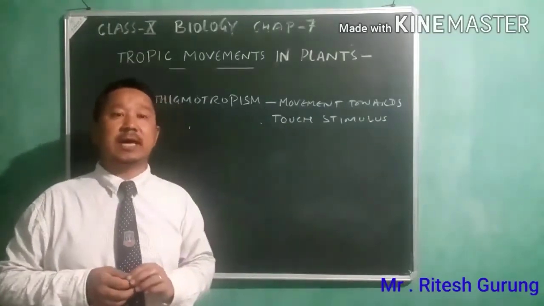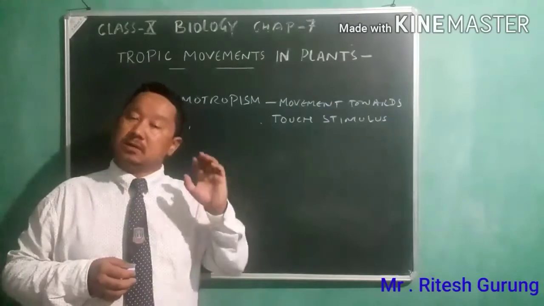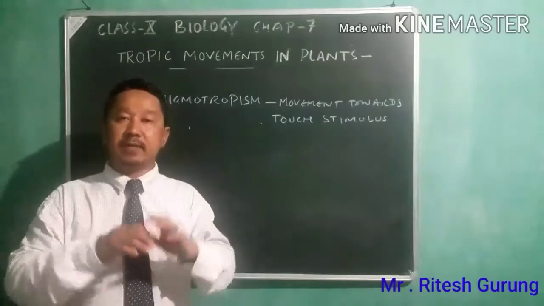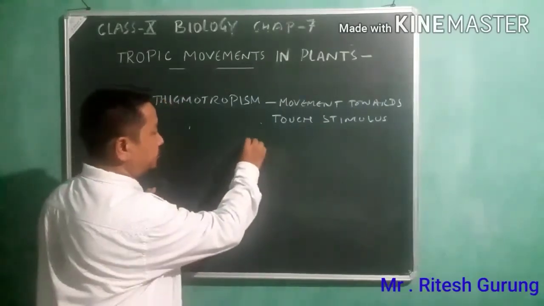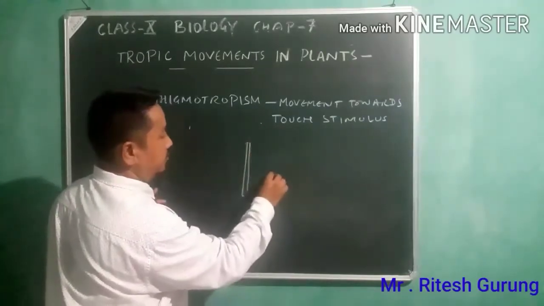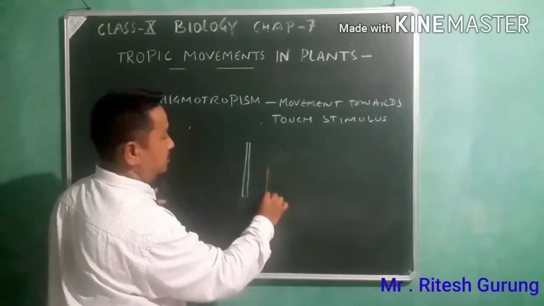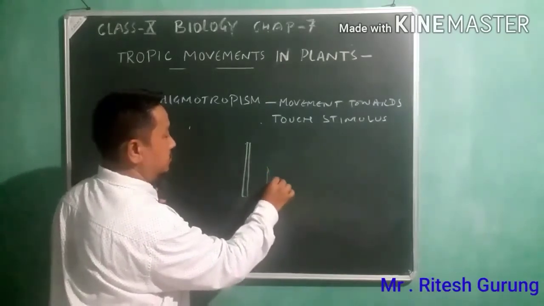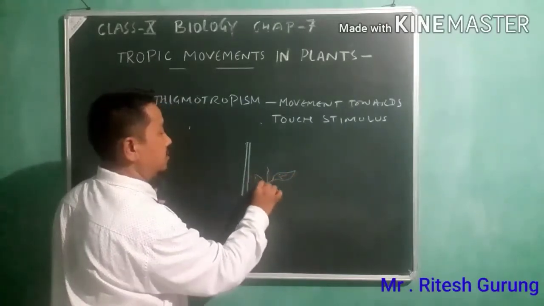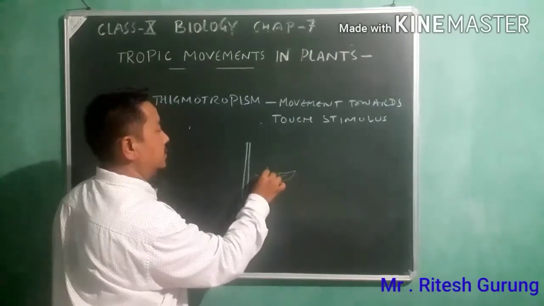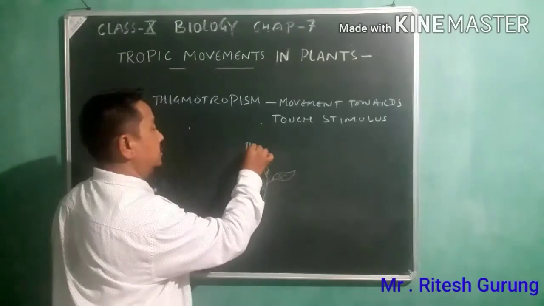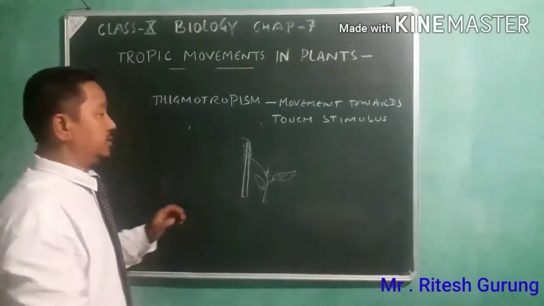There are many plants, like sweet peas, cuscuta, and vines, that have tendrils. Suppose this is the support, and here we see the plants growing like this, and the tendrils going around like this. So going around this, tendrils.